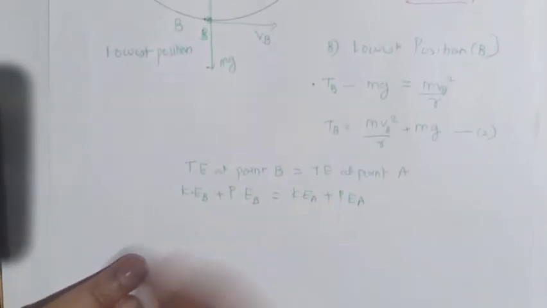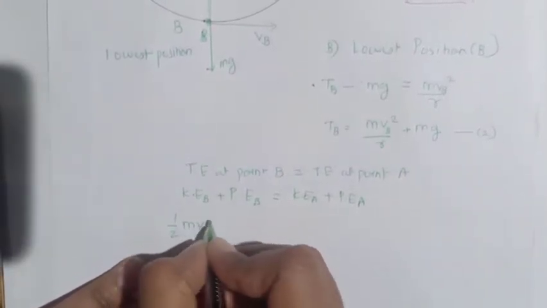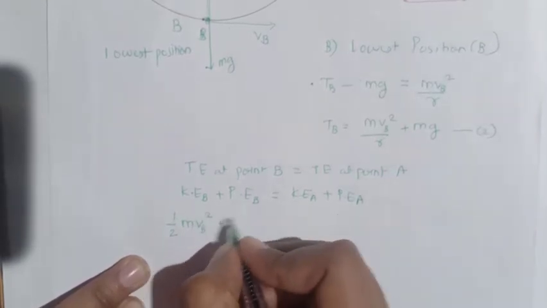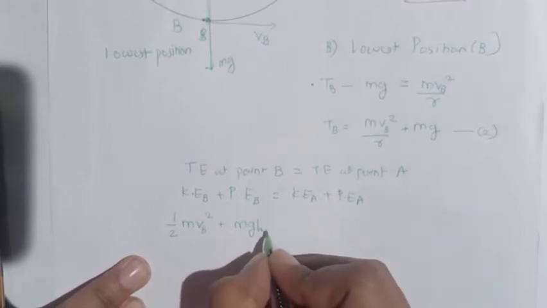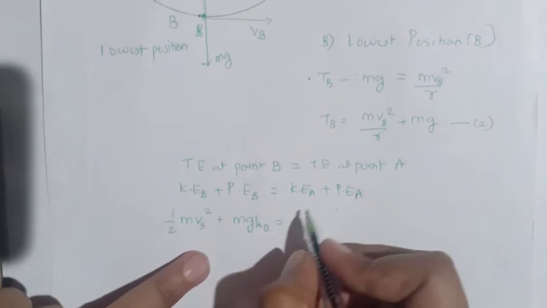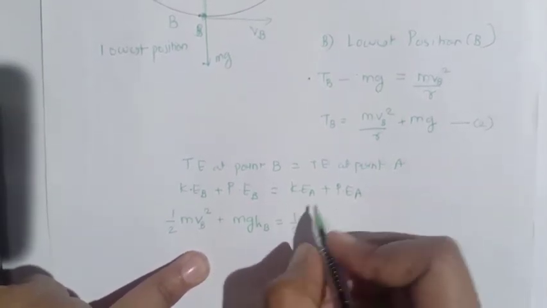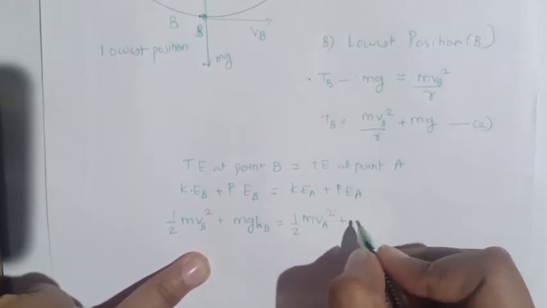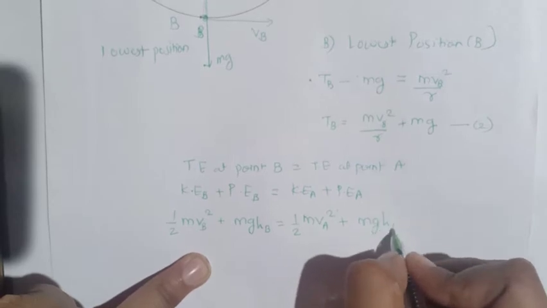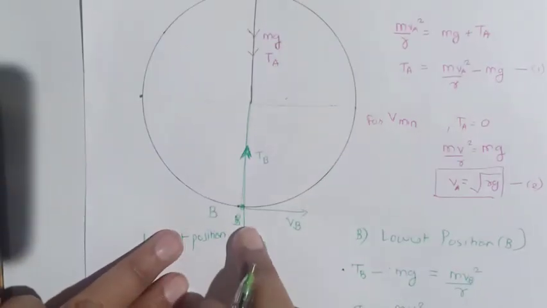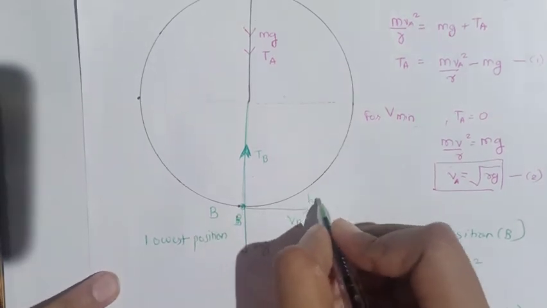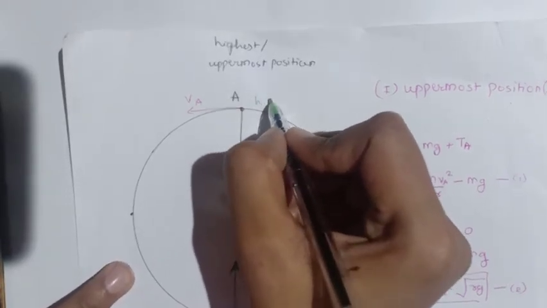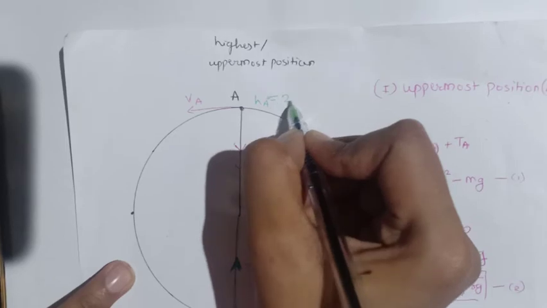Kinetic energy is half mv square, so kinetic energy at B is half m VB square, and potential energy is mgh. So half m VB square plus mgh at B equals half m VA square for the uppermost position, plus mgh at A. Now at B, h is equal to 0, and at point A, h A will be equal to 2r.